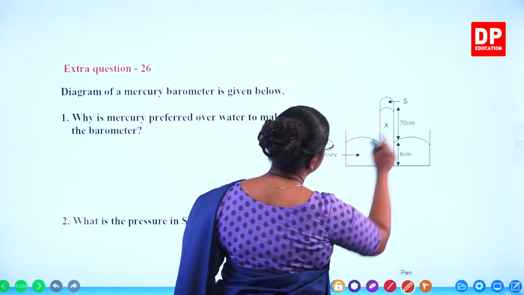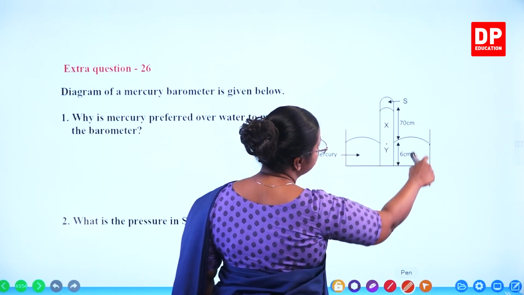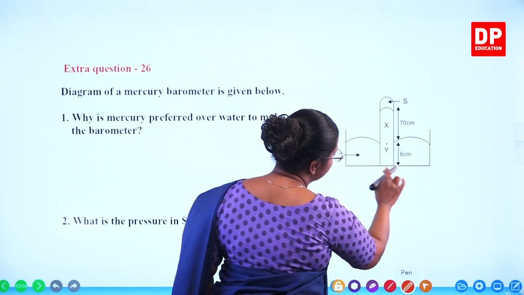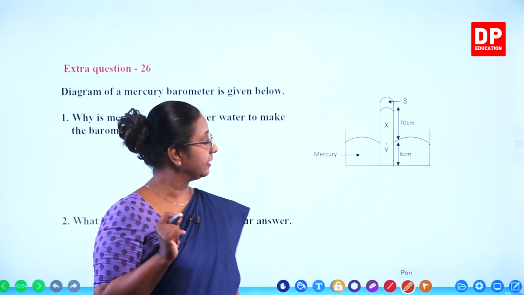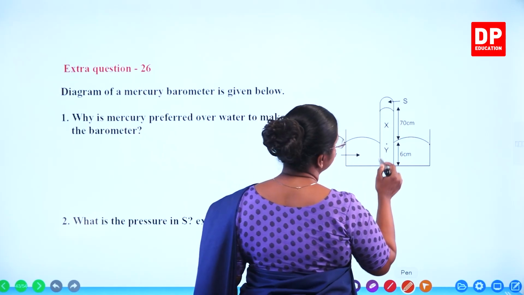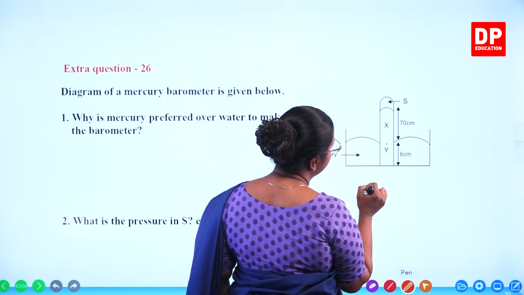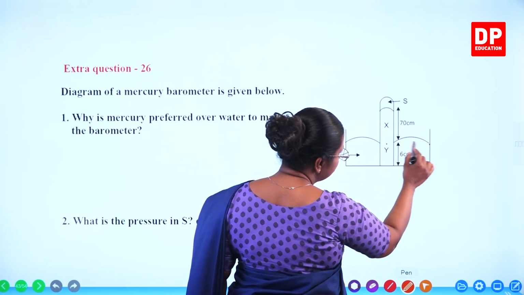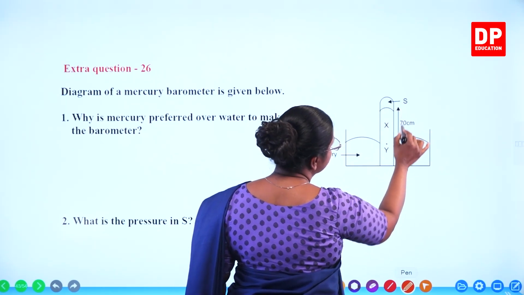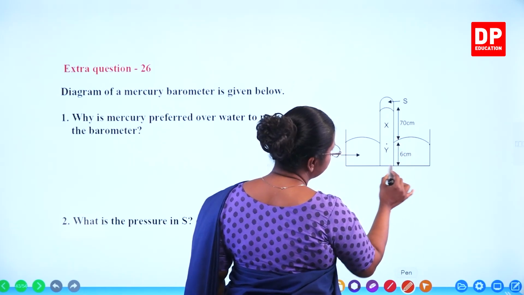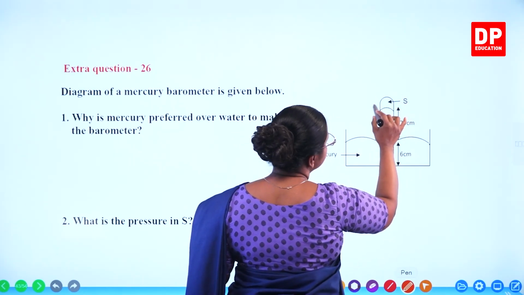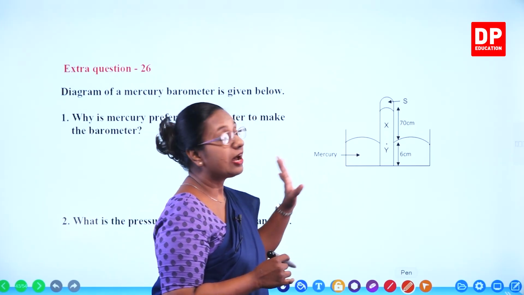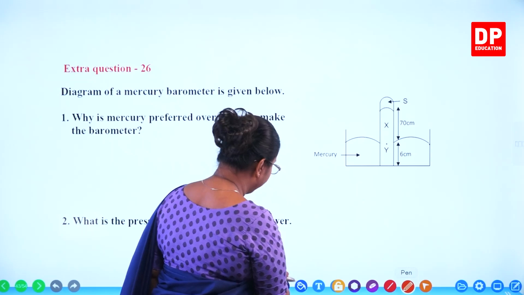Here you can see the mercury is given to you inside a vessel. Then we have the glass tube. You can see here the glass tube is right towards the bottom of the container. And here you can see points X, Y are marked. The height between the surface of mercury inside the vessel and up to here it is 70 centimeters. This part is 6 centimeters. And the space, the vacuum is actually labeled as S. So, those are the information that we can get from the above.